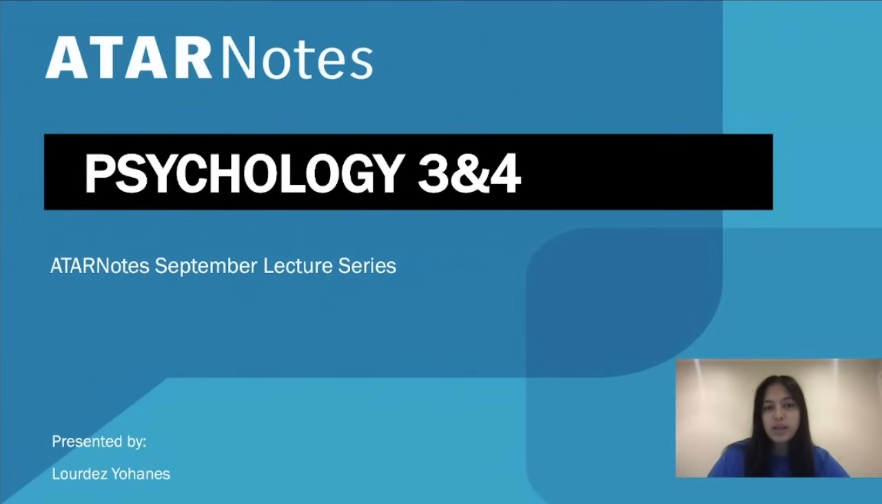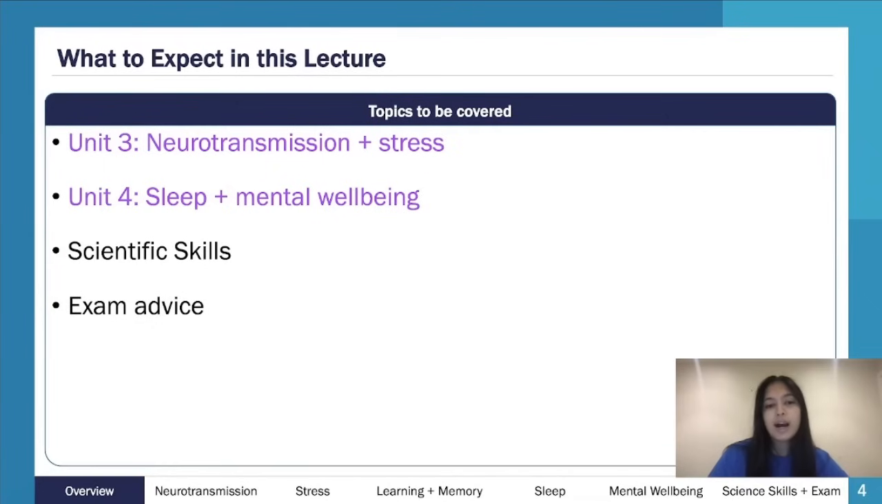As I mentioned, we're doing a nice cover of both Unit 3 and Unit 4. So this is what we're looking at today. We're going through the first part, which will be your neurotransmission and your stress, so your Unit 3 stuff. The second half of the lecture will be your sleep and mental well-being, but we'll also have some discussion on your scientific skills, which are also really important, and some brief stuff on exam advice.